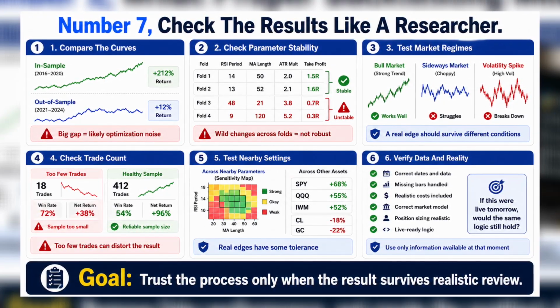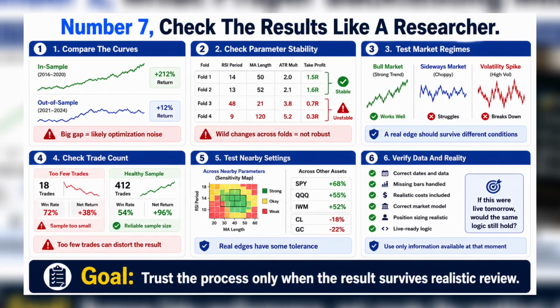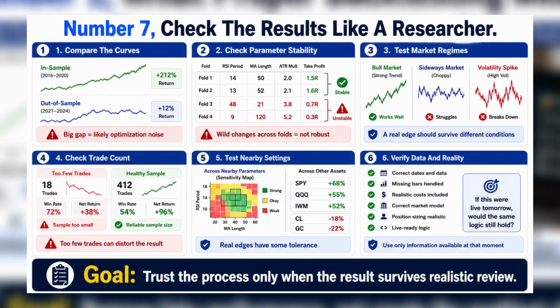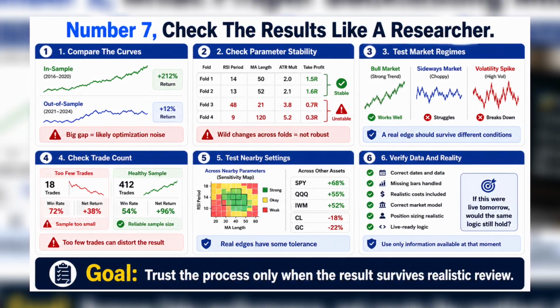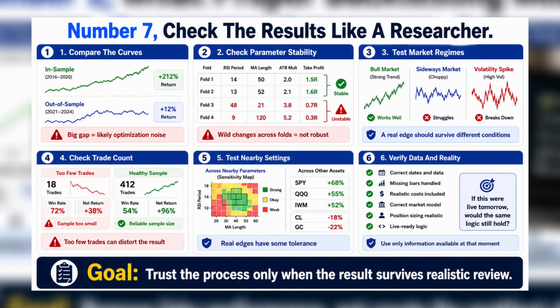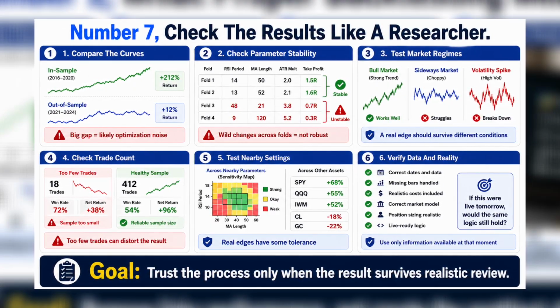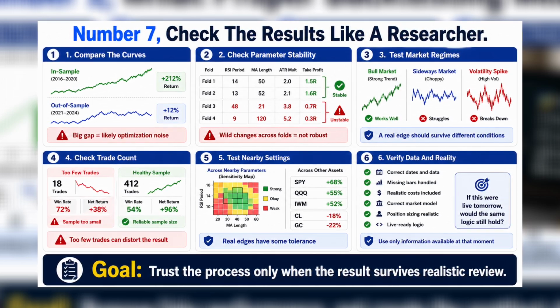Second, look at parameter stability. If one fold chooses extremely different settings from the next, you may not have a robust strategy. Third, check market regime behavior. Did the strategy only work in strong bull markets? Did it break during sideways periods? Did it collapse during volatility spikes? A strategy that only survives one environment is fragile.